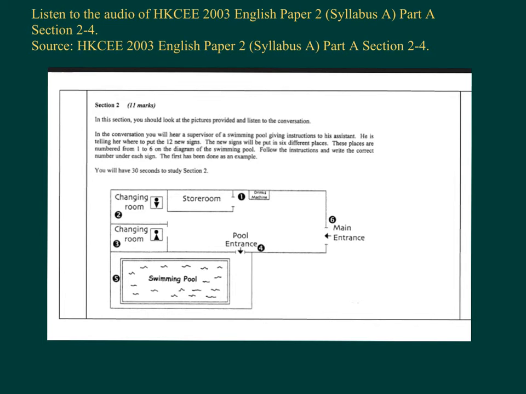You will now have 30 seconds to study section 2.